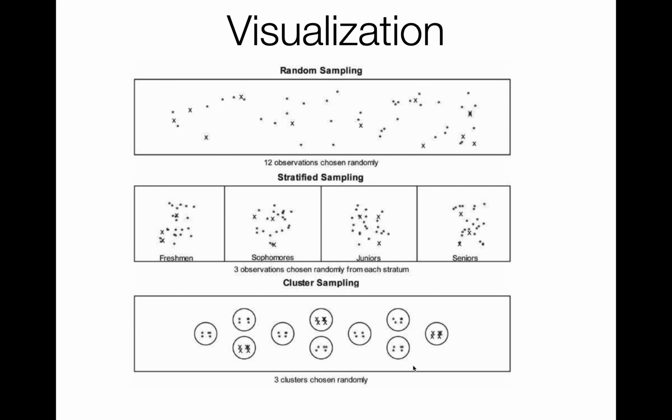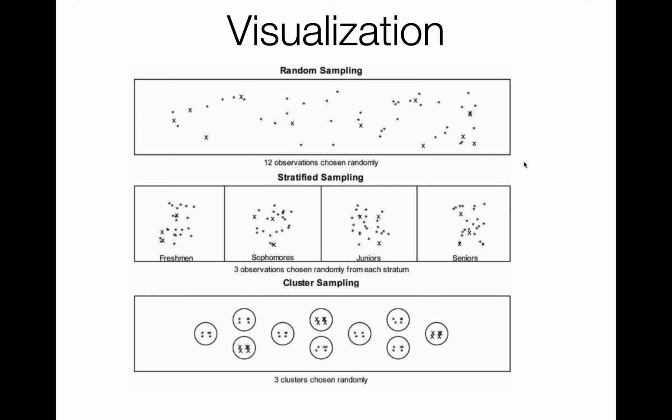So here's a visualization of each of them. So in the first picture, the top picture, the stars represent people, and then the X's represent that random sample of those people. So I have all the people, and I randomly sample from around them. Okay. Now, in stratified random sampling, I have all of the people, okay, and I split them up. Maybe this is like a high school. I split them up into freshmen, sophomores, juniors, and seniors, and I randomly sample from each strata.